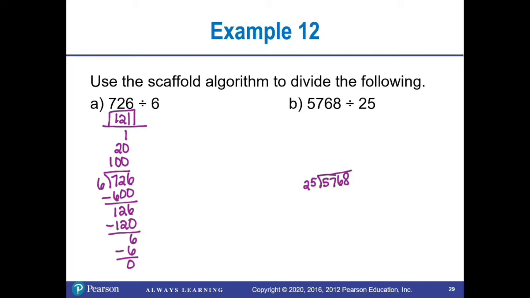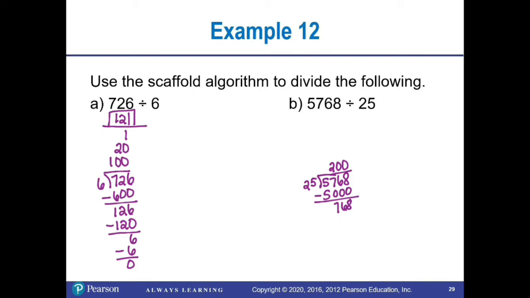So let's start thinking about our groups of 25. Well, I have the thousands place, 5,768, as my dividend. But 1,000 25s is 25,000. That is too big. So let's think about 100 25s. Well, 100 25s is 2,500. Okay, so what would 200 25s be? Well, 200 25s would be twice that much, or 5,000. So I'm going to take away 200 25s, or 5,000. That leaves me with 768.